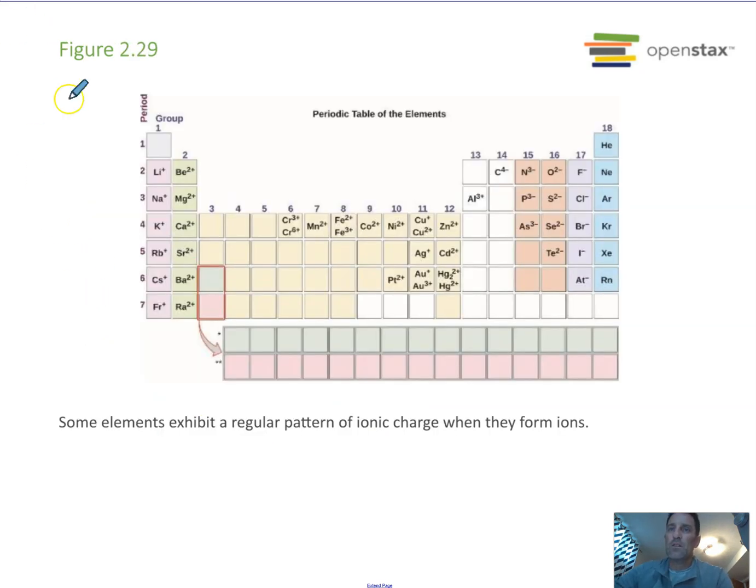All right. Some elements exhibit a regular pattern of ionic charge when they form ions. You don't have to memorize this, but it will help you in the long run. If you were to memorize these, that would save you some time. It's not required because they'll be given to you, but if you already know them in advance, it's a little bit easier. But these for sure, have these memorized.